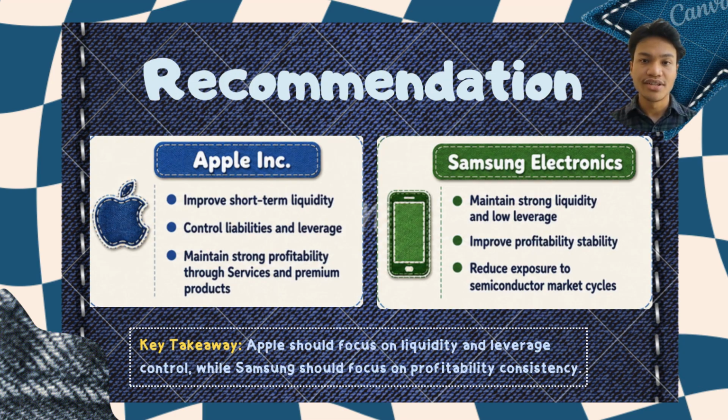Based on the overall analysis, Apple should focus on improving liquidity and controlling leverage because its current ratio and debt ratios are weaker than Samsung's. However, Apple should continue strengthening its high margin services and also premium product segments because its profitability is strong. For Samsung, the company should maintain its strong liquidity and low leverage but focus more on stabilizing profitability because its performance dropped sharply in 2023. Therefore, Apple's main recommendation is financial stability, while Samsung's main recommendation is profitability consistency.